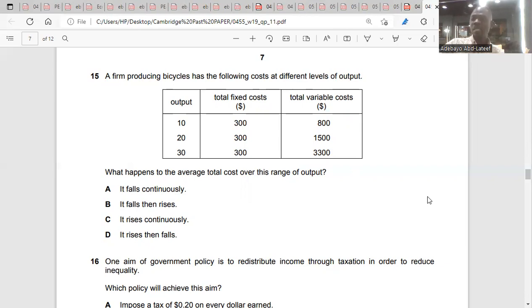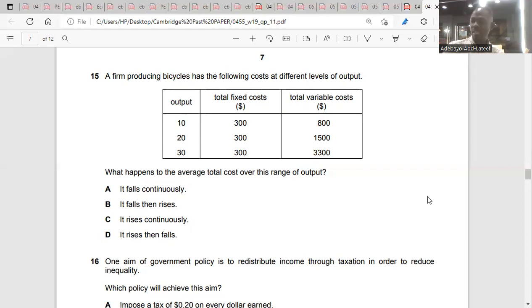1,800 divided by 20. 1,800 divided by 20 is 90. Yes, 90. And 3,600 divided by 30. That's 120.